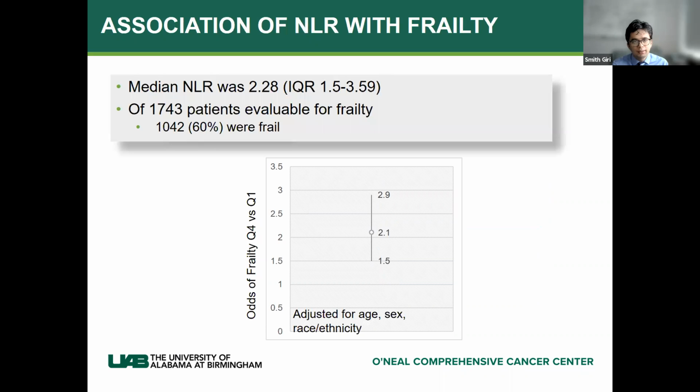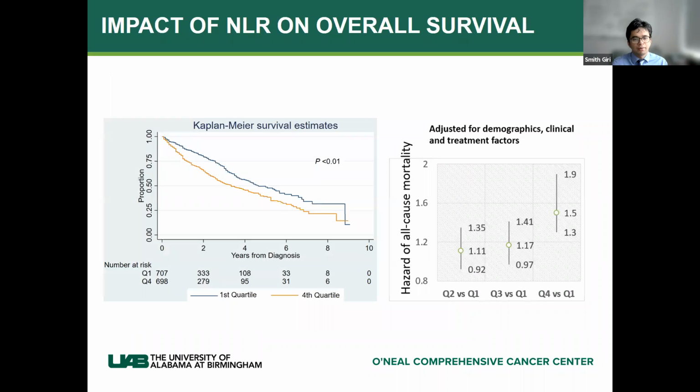The first result, in terms of association of NLR with frailty, we found that overall 60% of our cohort were frail, and that higher NLR, Q4 versus Q1, was associated with 2.1 increased odds of frailty even after adjusting for age, sex, and race ethnicity. In terms of survival, we found differences between the various quartiles of NLR, with Q4 being the worst and Q1 being the best overall survival, and Q2 and Q3, not shown in this Kaplan-Meier plot, were in between those 2 graphs.